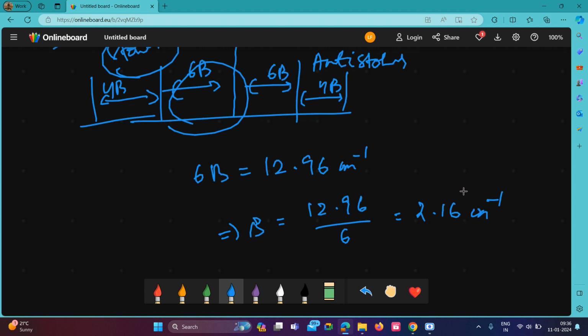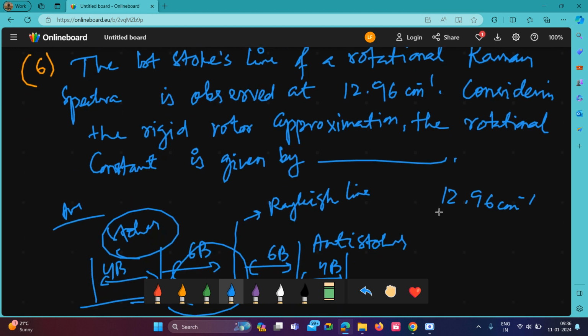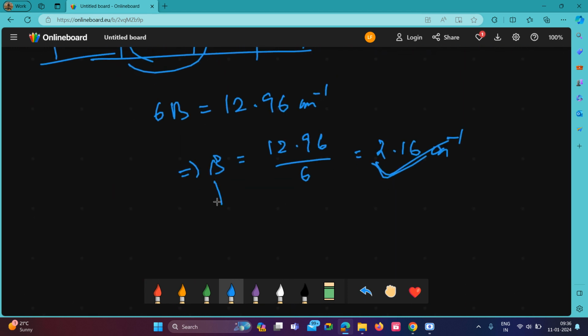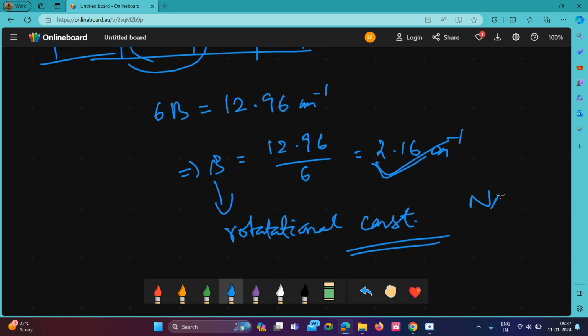This is simple. This is your answer. The rotational constant B is your what? Rotational. See how easy it is. This is coming for 1 mark in GATE, NAT, numerical answer type, 1 mark. So don't leave these questions. They will give you a lot of marks in GATE.